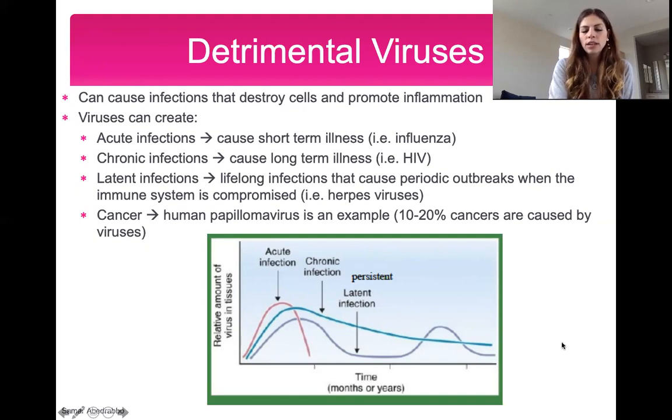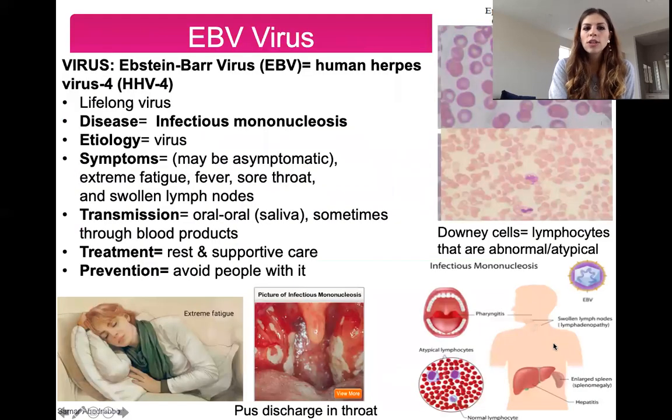And the virus we're going to talk about in lab, or you're going to look at in lab, is human herpes virus 4, which is the Epstein-Barr virus, and it causes a latent infection. So the Epstein-Barr virus, also called human herpes virus 4, is a lifelong virus. So people who are infected with this virus have it all their life. It causes the disease infectious mononucleosis, which unfortunately sometimes people in high school call the kissing disease.